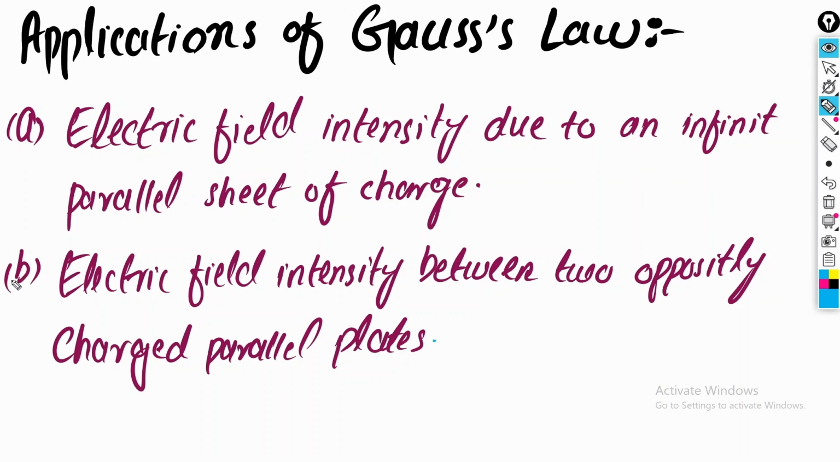And the second application is when someone asks you to find the electric field intensity between two parallel plates of the capacitor. In that regard, Gauss Law helps us find the electric field between the capacitor plates. So the second application is the electric field intensity between two oppositely charged parallel plates, such as in a capacitor. So let's start the video.